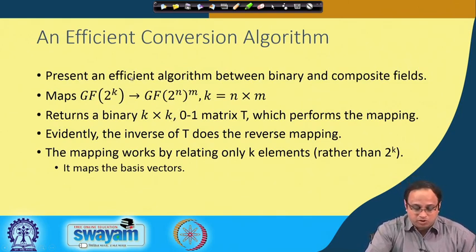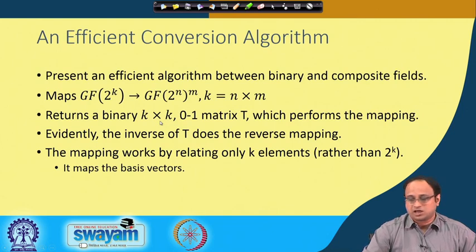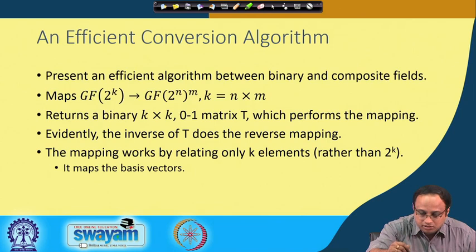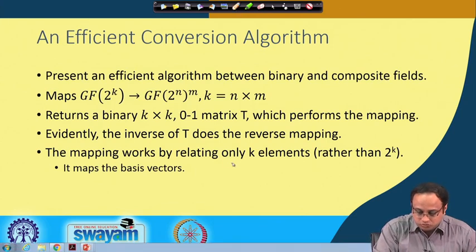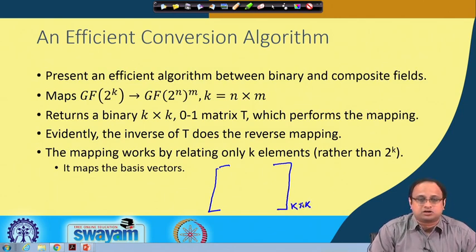So, here I want to present an efficient algorithm between binary and composite fields. I want to map GF2 power of k again to GF2 power of mn, where k is equal to mn, and I want to develop a 0 1 matrix. So, this is a k cross k matrix, which means that I can take any GF2 to the power of k element, multiply it with this matrix, and I should get back my resultant output. Let me try to explain this, which means that suppose now I have got T. This T matrix is now a k cross k matrix. So, this is what I want to construct out of the algorithm.